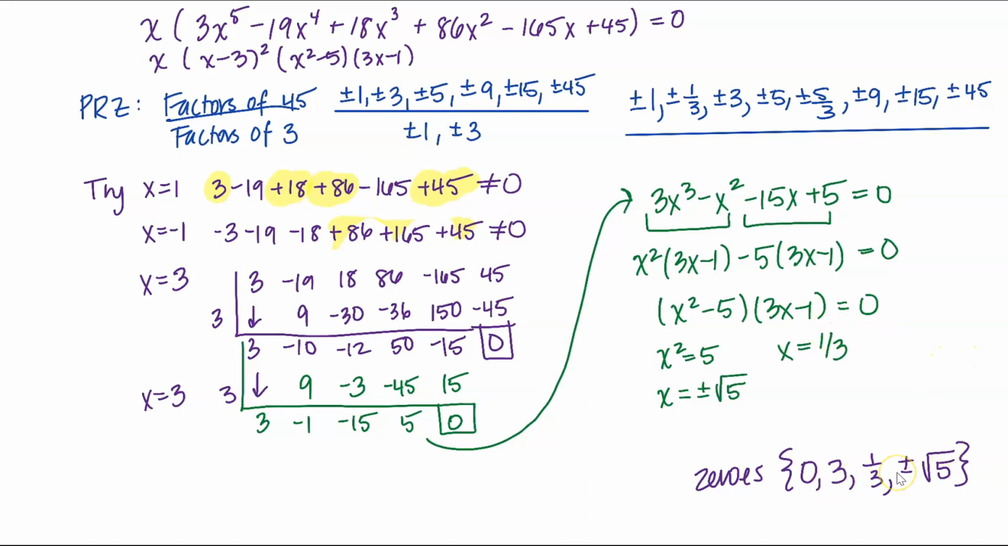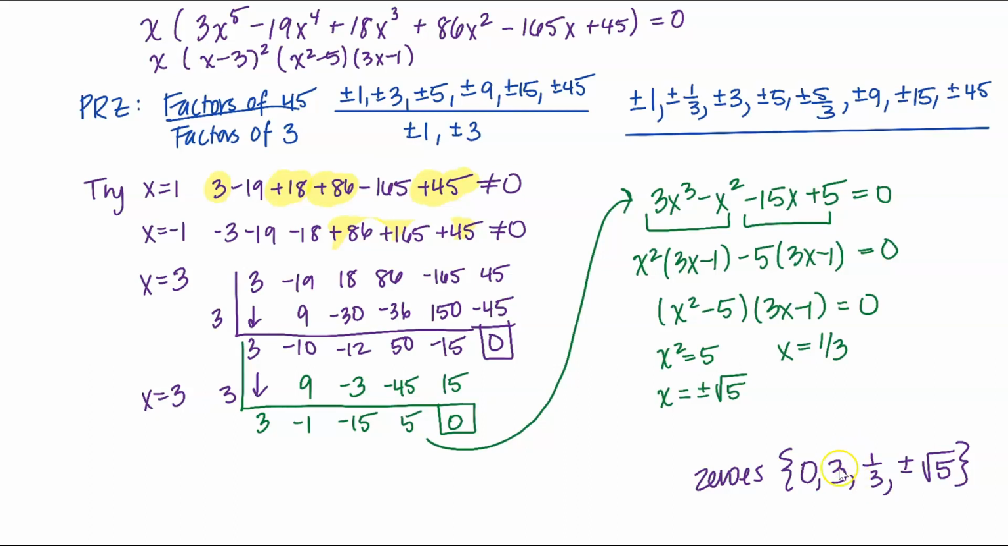So here are my zeros. What we should notice is that we have a total of 5 of them, 1, 2, 3, and then plus or minus radical 5 is 2 more, which is 1 less, right, than the total degree of the polynomial. So we can have at most 6, and we had 5.